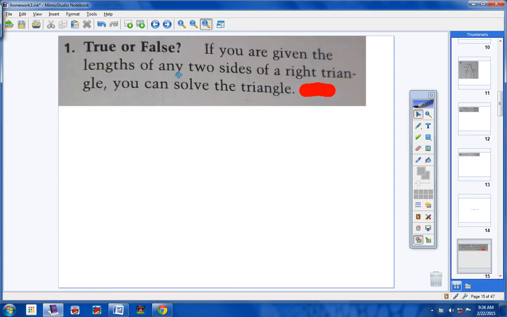Numbers 1 and 2 are true or false. Okay, let's take a look at these. If you are given the lengths of any two sides of a right triangle, you can solve the triangle.